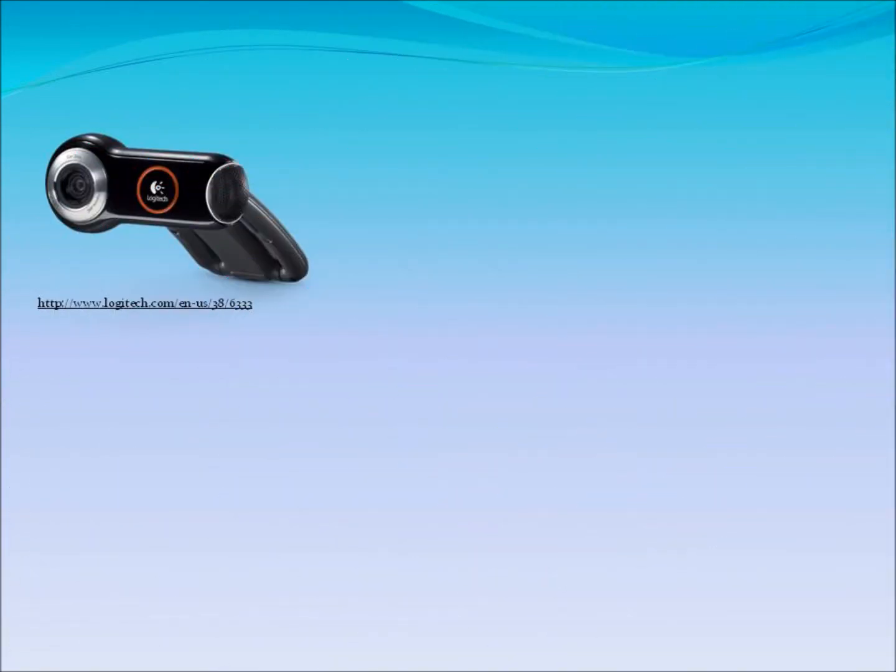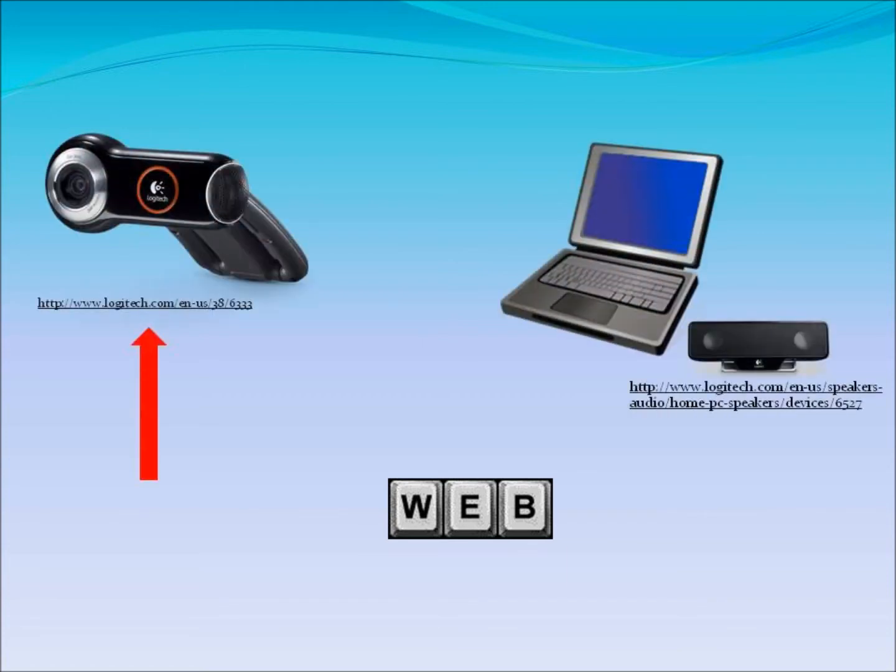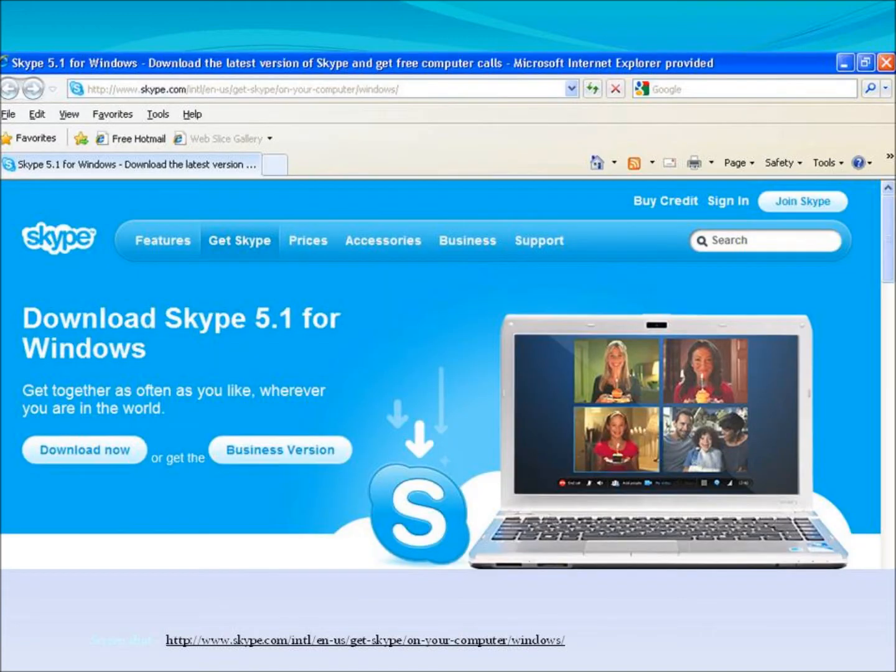All you need is a camera with a microphone, a computer with speakers, and a connection to the internet to get going. The camera is relatively easy to install. Plug the camera into a USB outlet on your computer, insert the accompanying software disk, and click on the installation software. Next, proceed to the Skype.com website and click on Download Now.